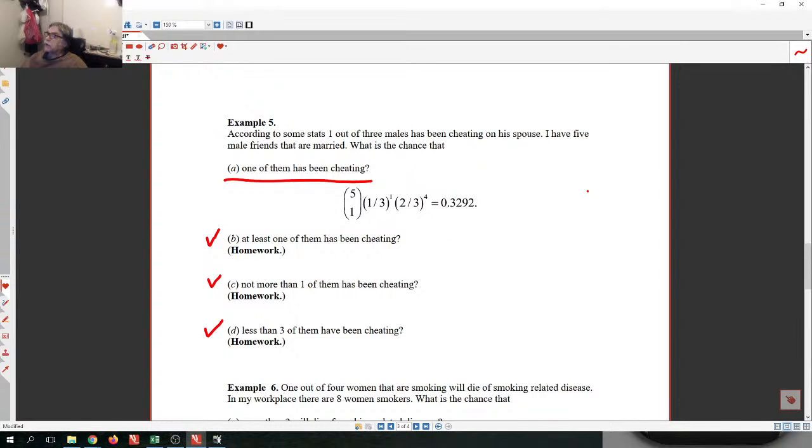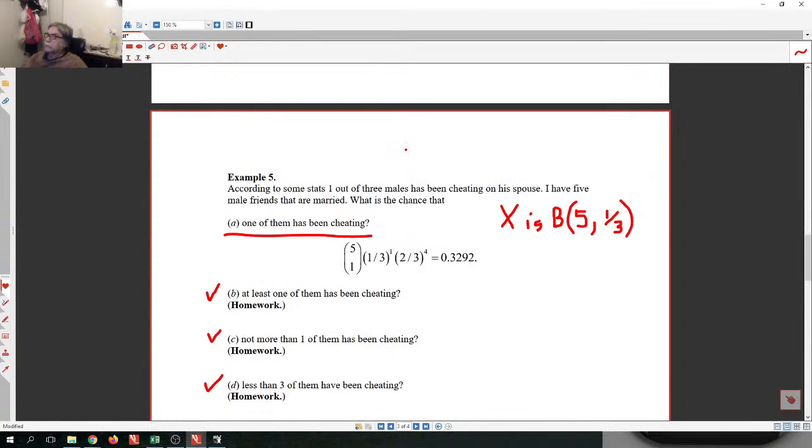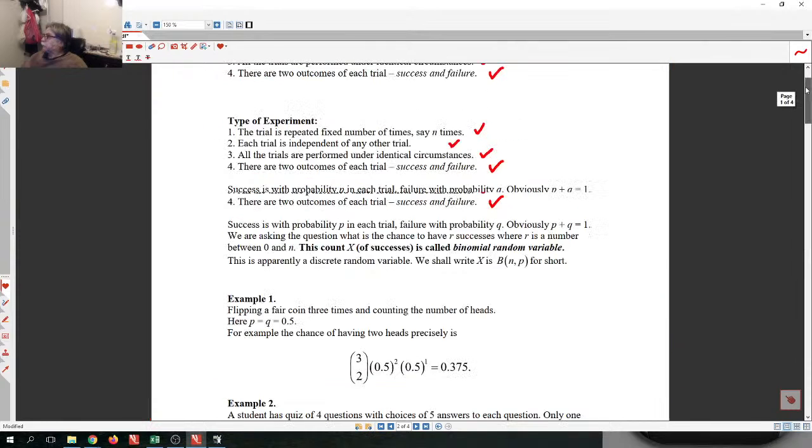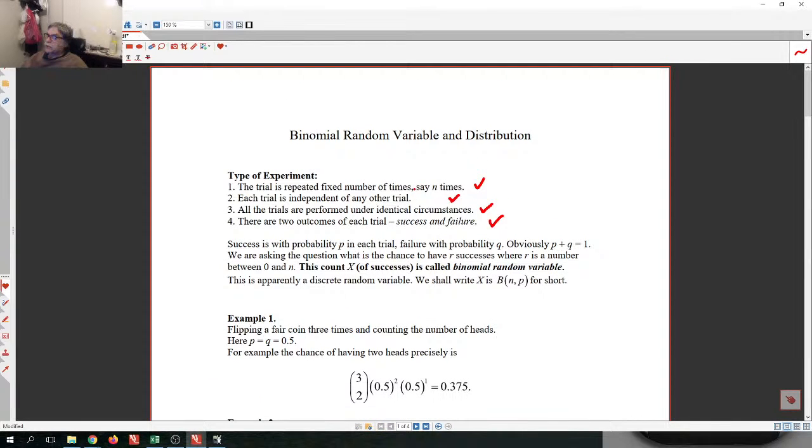Okay, let's identify the random variable. X is the number of cheaters. That is going to be a binomial random variable because we have 5 of them, or the number of trials is 5, and any one of them could be a cheater, and that will be, in general case, 1 out of 3. So that's our binomial random variable. You can say, well, you didn't verify the conditions. Okay, let's verify the conditions. The first one says the trial has to be repeated a fixed number of times. Yeah, 5. 5 people.